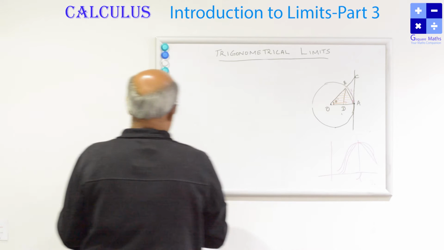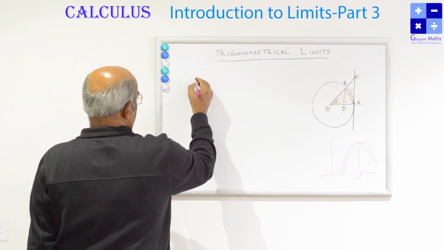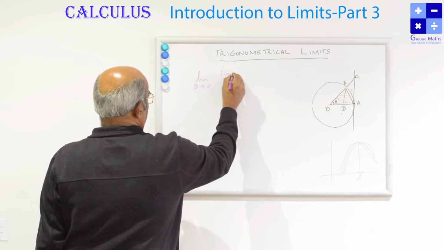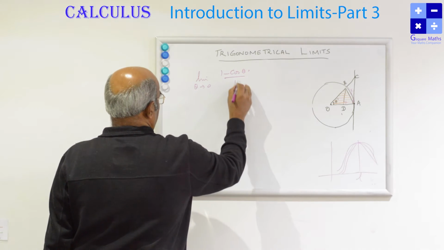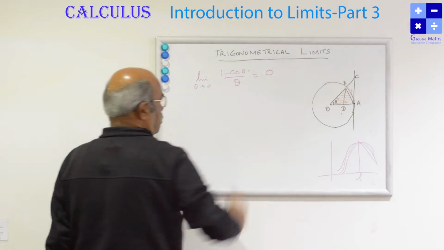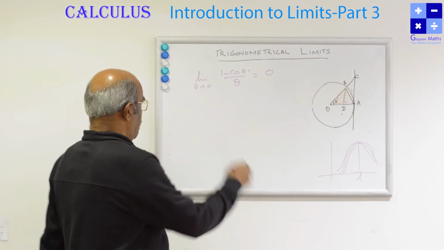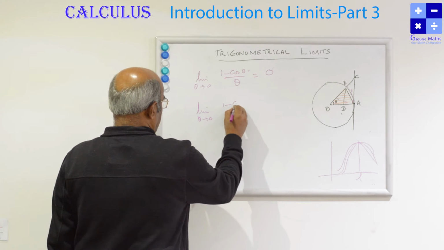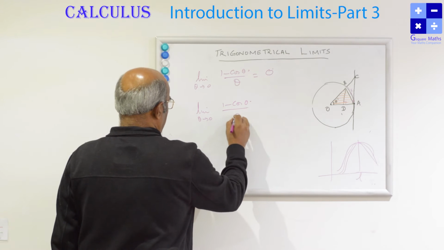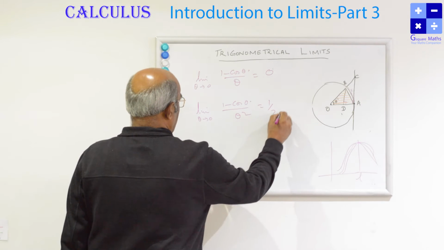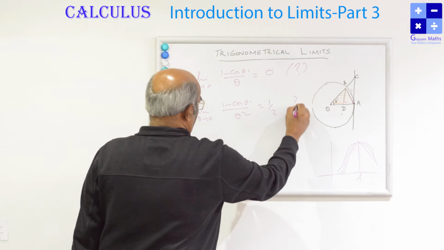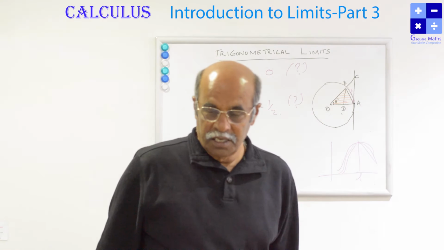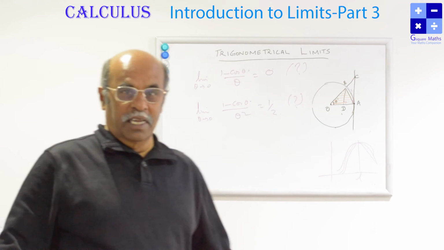Corollary to this one, we can say limit theta tends to 0 of (1 minus cos theta) by theta is 0. Or limit theta tends to 0 of (1 minus cos theta) by theta square is equal to half. How? Try this, and if you are not getting that, in the next class you will see that.